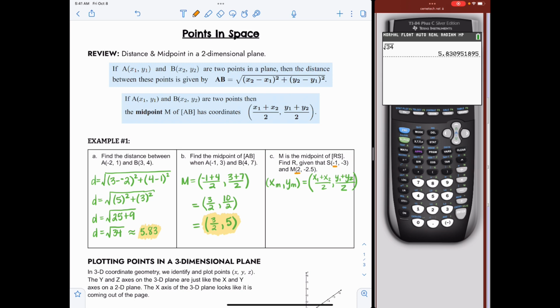So if I look at the x values of my midpoint and the endpoint S, I know that in order to get the x value of 2 for the midpoint, I had to say -1 plus some value divided by 2 is equal to 2. So with that, I multiply both sides by 2, so I have -1 plus x is equal to 4, and then I add 1 to both sides, which means x has to be equal to 5.